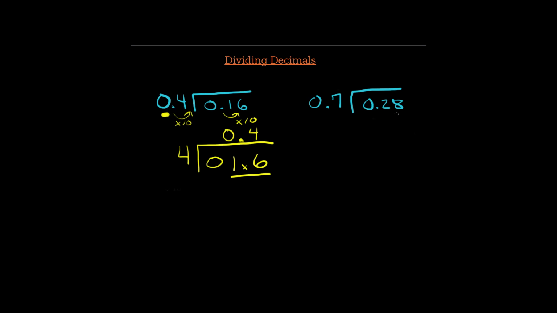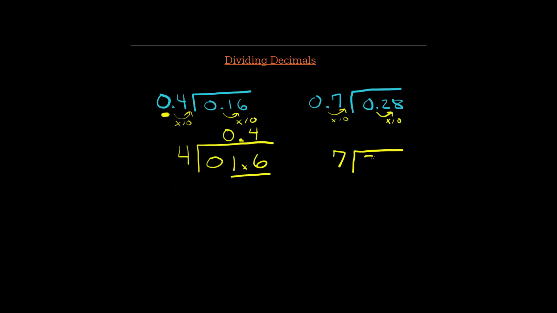So 0 28/100 divided by 7, I'm sorry, 7/10. Same thing, we're going to move our decimal one spot, move our decimal one spot. What have we done? We've multiplied each of those by 10, so by 10 and by 10. So that begins our new problem.